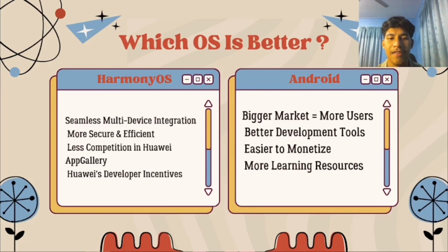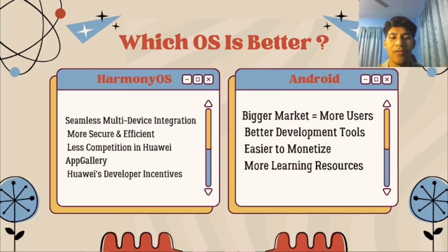The second one is that it's more secure and efficient. The microkernel architecture makes HarmonyOS more secure and reduces system vulnerabilities. The third one is less competition in the Huawei App Gallery. Since fewer apps are available, developers have a better chance to stand out in the Huawei App Gallery.